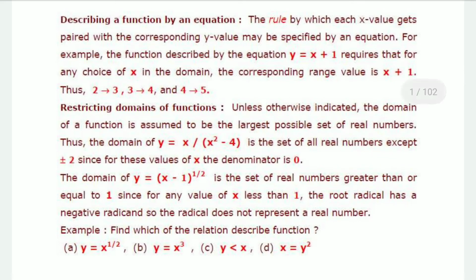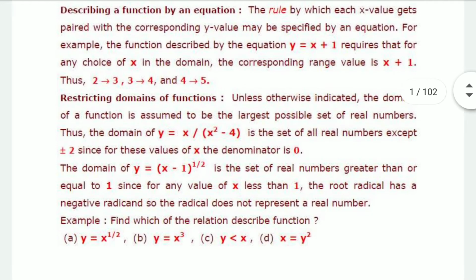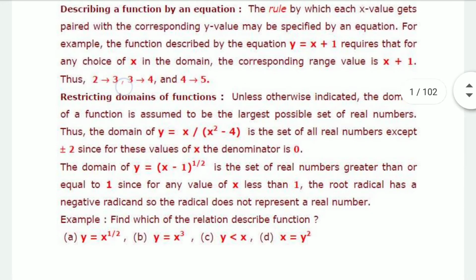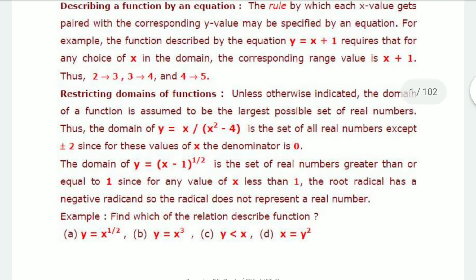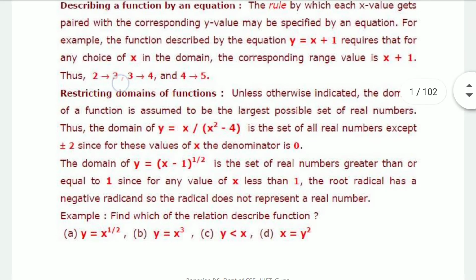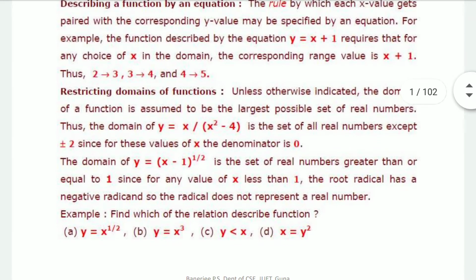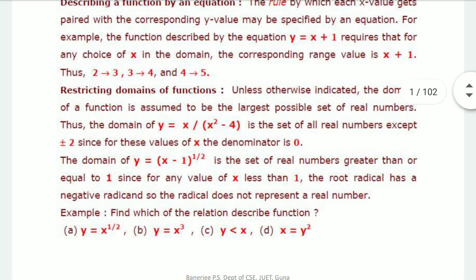If I take the x value as 2, then what will I get for the y value? If I take x as 2, I'll get y as x plus 1. That means if x equals 2, y equals 3. If x equals 3, y equals 4. If x equals 4, y equals 5. So now this arrow states that we are mapping the domain with the range. We are mapping again the domain with the range.